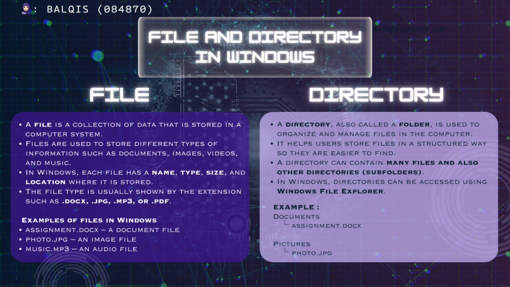Next, a directory, also called a folder, is used to organize and manage files. A directory can contain many files and also subfolders. This helps users keep files in a more organized way. For example, document files can be stored in the Documents folder, while image files can be stored in the Pictures folder. Directories make it easier for users to find and access files quickly. In Windows, file and directory management is usually done using Windows File Explorer.